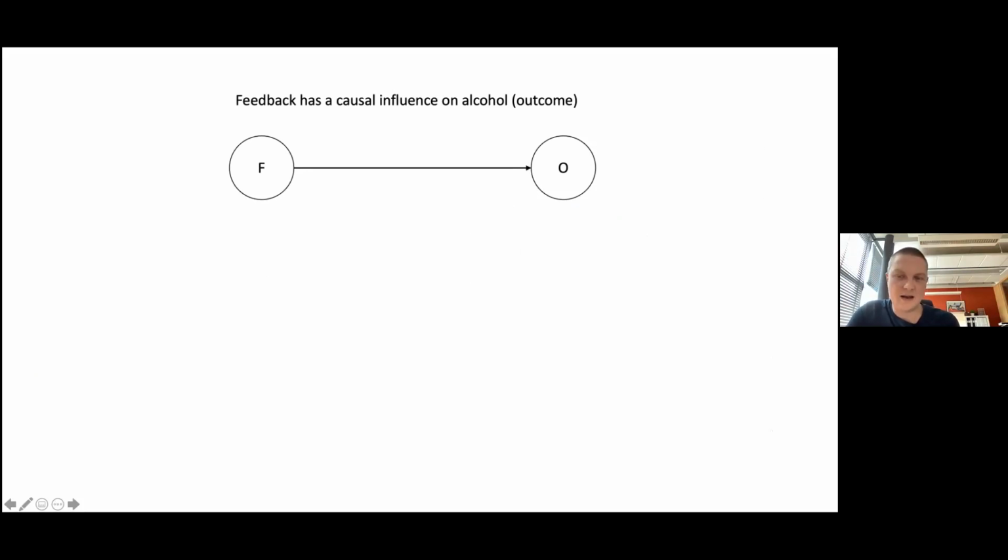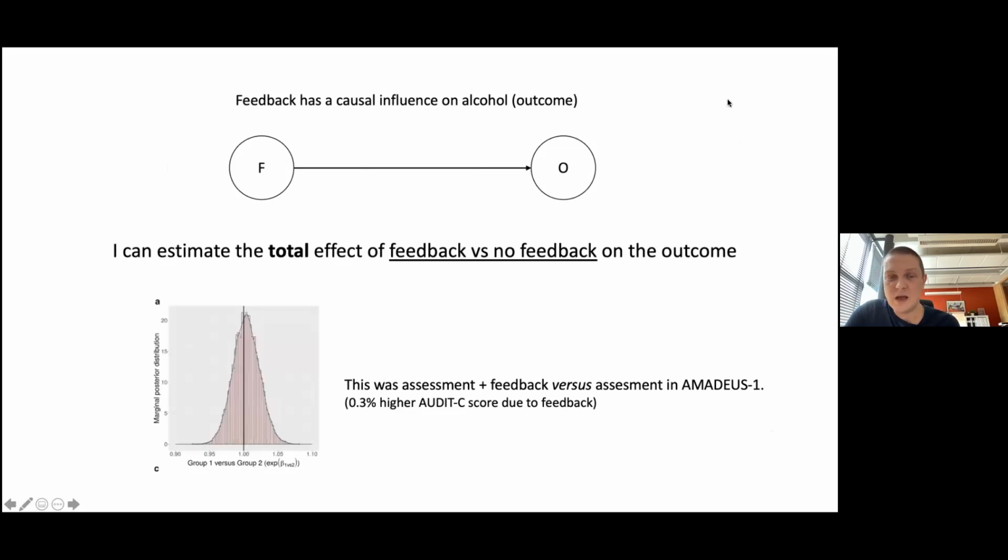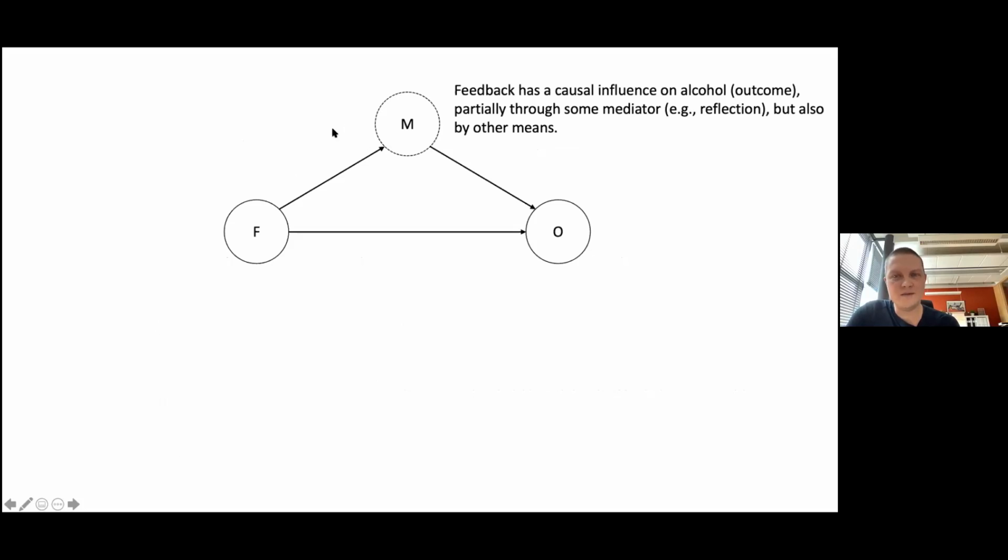But the idea is here that I'm making a theory, and my theory is that feedback has a causal influence on alcohol, the outcome. Okay, so that's it. This is a normal randomized controlled trial. I have something here. I test the effectiveness of that on the outcome. I can estimate the total effect of feedback versus no feedback. And that's basically what we did in this Amadeus trial, when we looked at assessment versus feedback and assessment. So that's a standard trial of an ESBI. That's hopefully non-problematic.